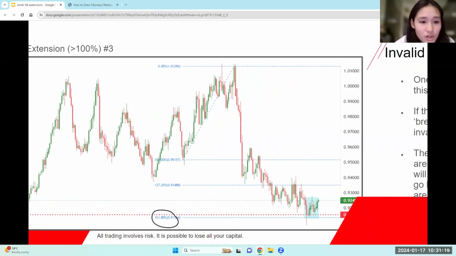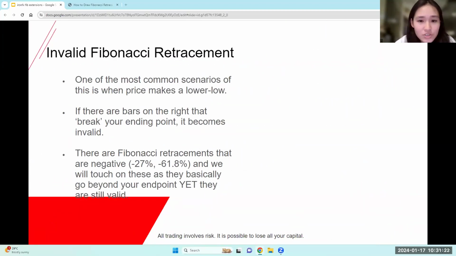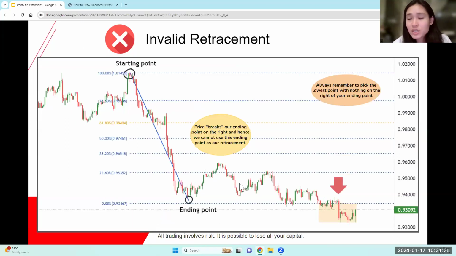Okay, let's move on. So we talked about invalid Fibonacci retracements earlier. I did mention as well that the Fib retracements that are negative are still valid. This is an example here. So our starting point is here, ending point here. Price breaks our ending point, as we see from this area under the red arrow that I pointed out here. And once it breaks out of it, it's no longer valid.